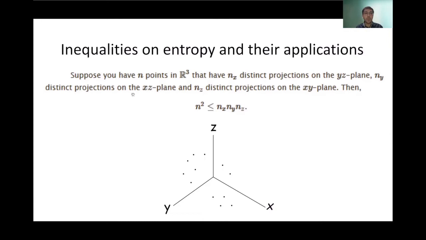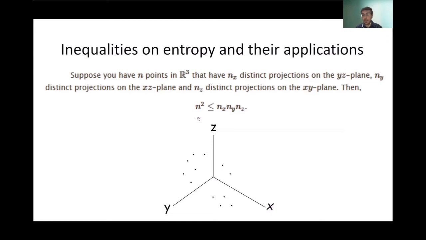So here is another application for the inequalities on entropy that I mentioned. Suppose you have N points in R^3 that have NX distinct projections on the YZ plane. If you project the points on the YZ plane, some points might have the same projection. We count the number of distinct projections on the YZ plane and call this NX. NX is the projection along the X axis. NY is the number of distinct projections on the XZ plane, and NZ on the XY plane. Then the claim is that N squared is less than or equal to NX times NY times NZ.